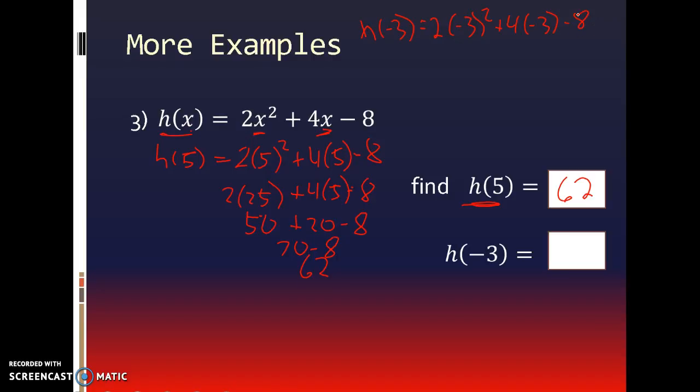So here we have 2 times negative 3 squared. Well, negative 3 squared is positive 9 because it's a negative times a negative. So we have 2 times 9 plus 4 times negative 3 minus 8. 2 times 9 is 18. Then 4 times negative 3 is negative 12 minus 8. And 18 minus 12 is 6. And then 6 minus 8 is negative 2. So h of negative 3 is negative 2.